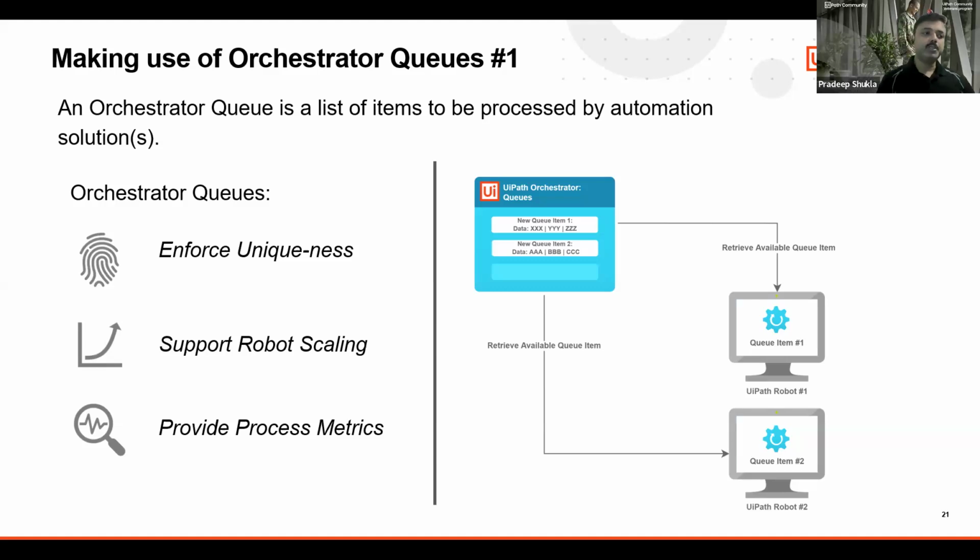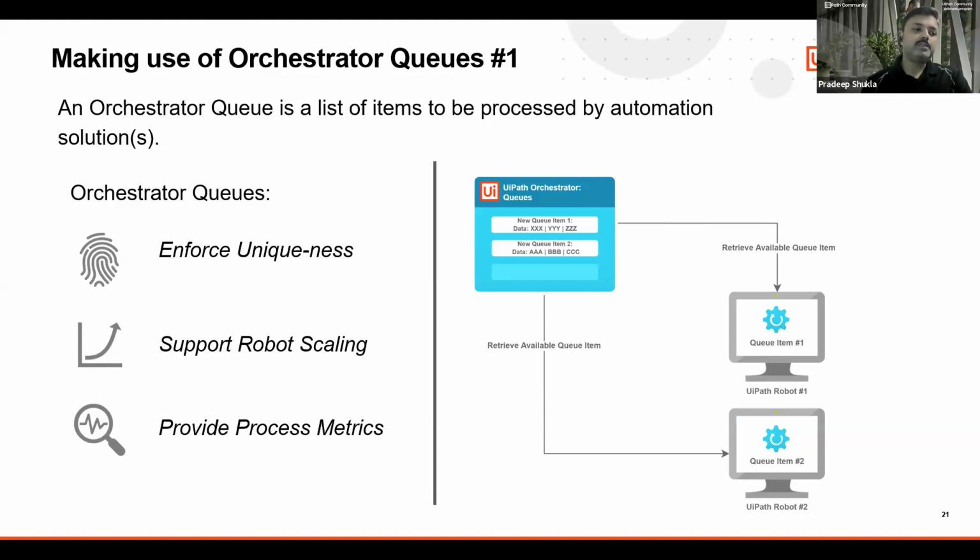It enforces uniqueness. Every queue item gets processed by itself. You can scale the queue items, having multiple robot licenses associated with it. For example, I was working for a customer where we were processing insurance claims. At any point of time, there are thousands of insurance claims that teams are processing.